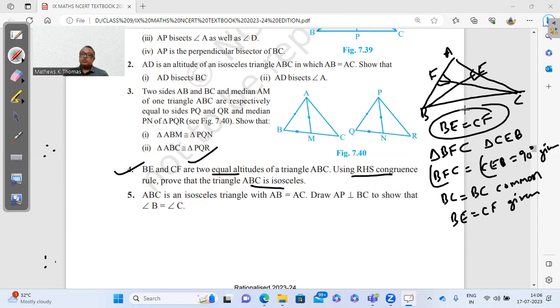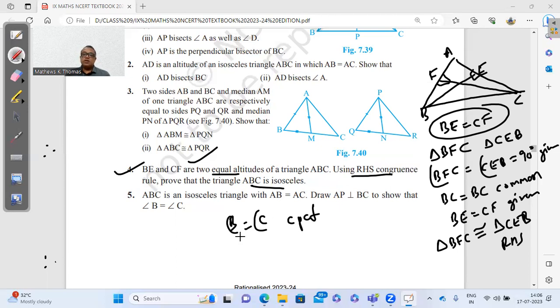This can be used. So we have a 90 degree angle, we have the hypotenuse equal and one side, BE and CF. As per the question, we have to prove this only by RHS. So we have proved the triangle BFC and triangle CEB congruent by RHS. Now once we prove the triangles congruent, we can say angle B equal to angle C by CPCT.